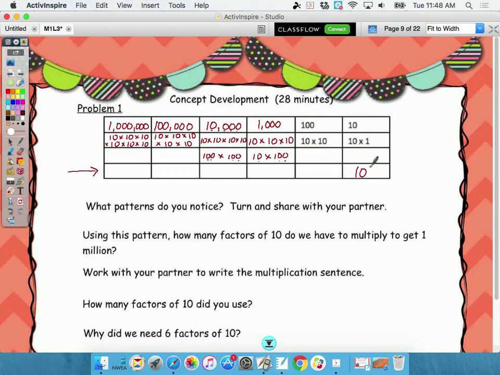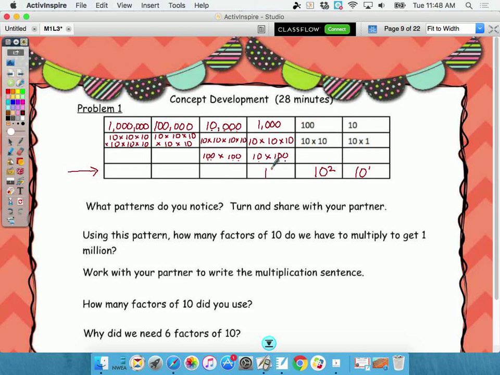10 to the first power. This little number here is called an exponent. Make sure you make it smaller, okay? You know what it means? 10 times 1. One group of 10. This is how you write 10 to the second power. You know what it means? 2 groups of 10. 10 times 10. It doesn't mean 10 times 2.